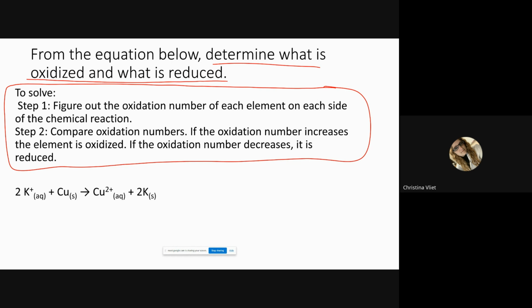And once you get the idea, it's going to be the same every example. The only thing that's going to make any questions more difficult than others is how difficult it is to obtain the oxidation number.